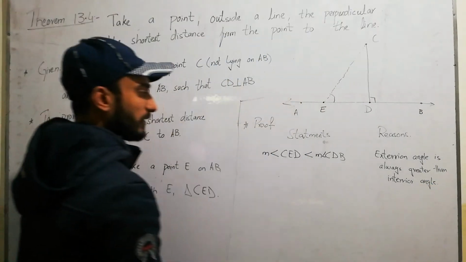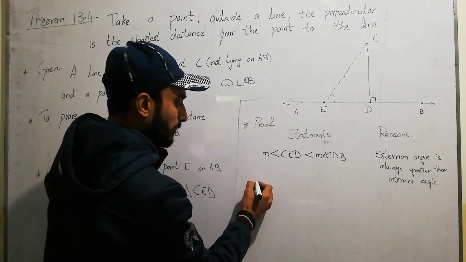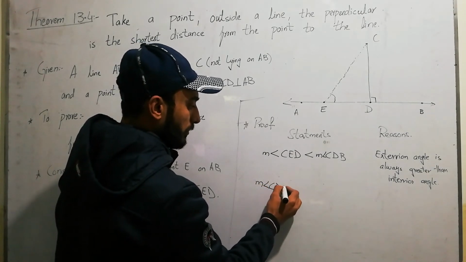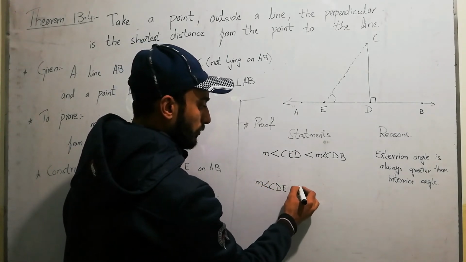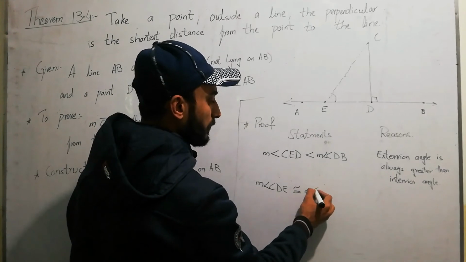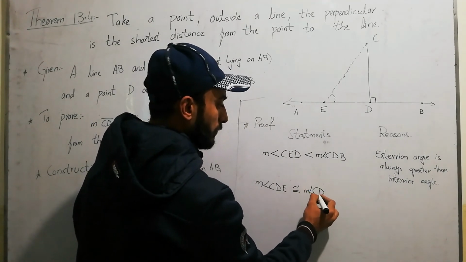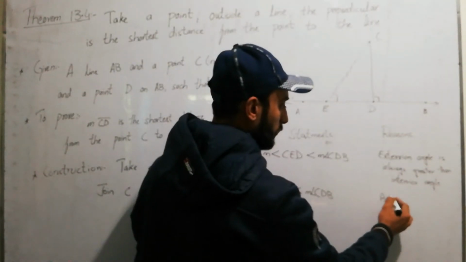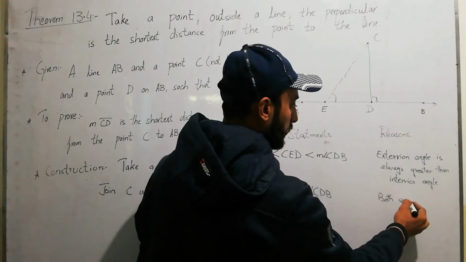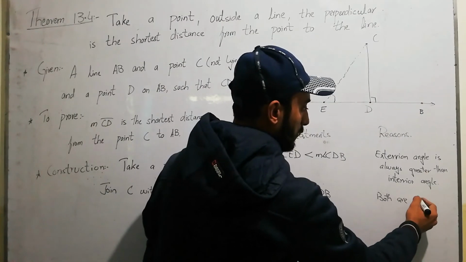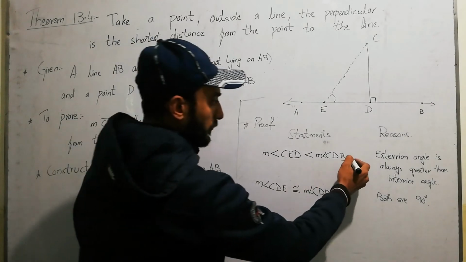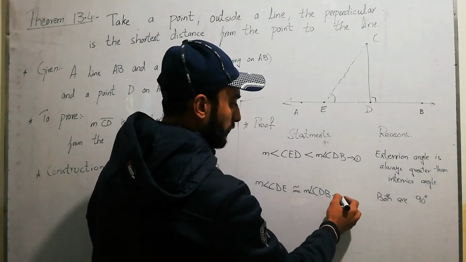In the next step we can say that measurement of angle CDE is congruent to measurement of angle CDB, because both are 90 degrees. From 1 and 2, for example, this is equation 1, this is equation 2.